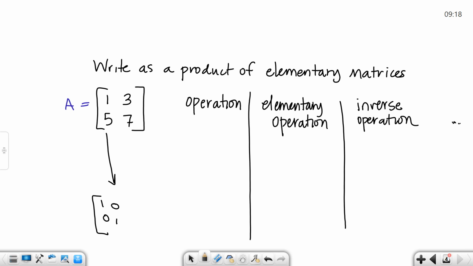And that's fine. You can do that. But some people say, okay, I'm going to take care of just step 1 all the way across. Operation, elementary, inverse. Then I'll do step 2. It's up to you. However you want to handle it, as long as you get the answer, it works for me.